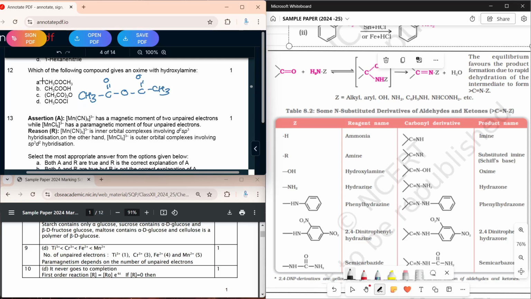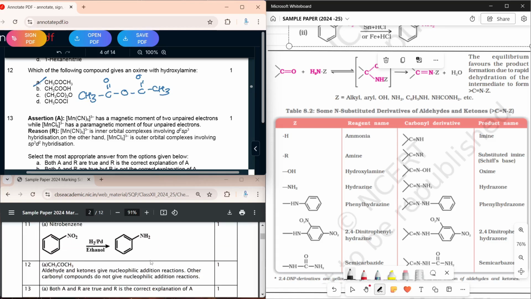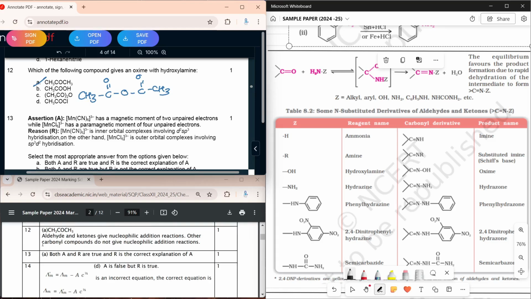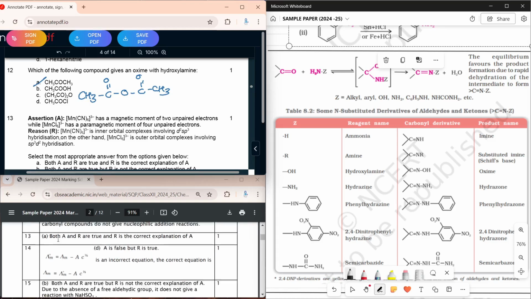So out of all of these options, only option A is a ketone which undergoes a reaction with hydroxylamine to form oxime. This is one of the first set of reactions that you learn in the chemical reactions of aldehydes, ketones, and carboxylic acids. I think it's a nucleophilic addition reaction. Okay, so that is the answer. Your answer to this question is going to be option A.